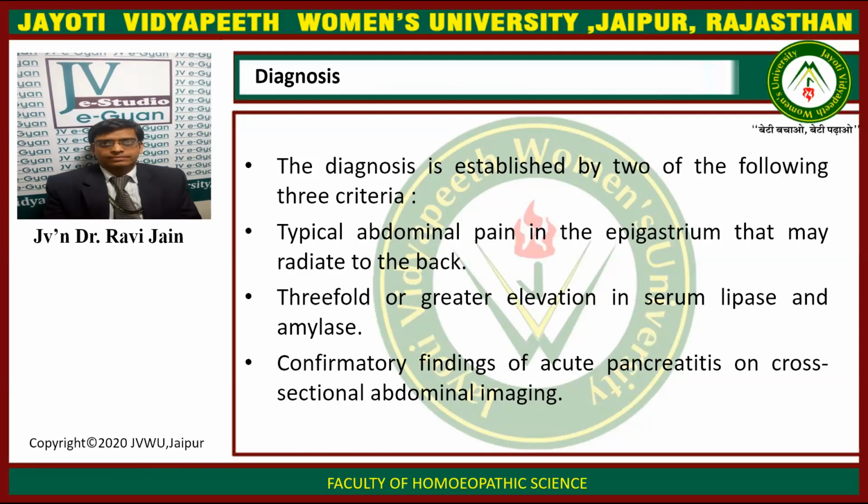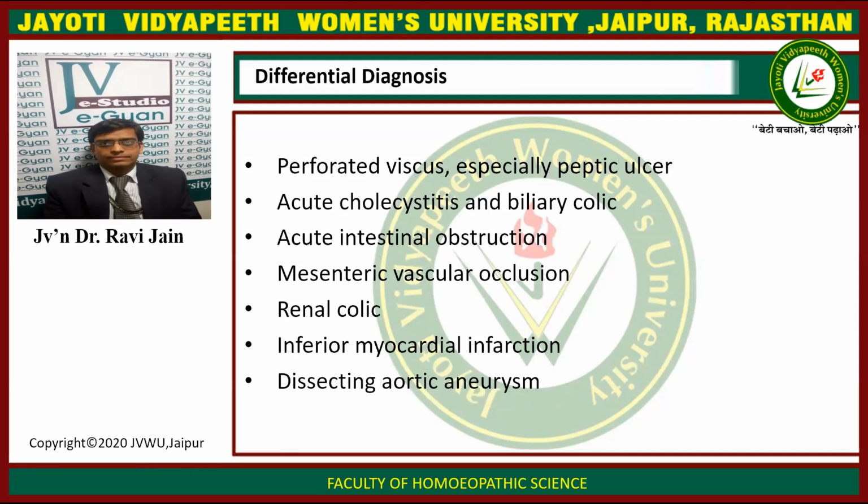The diagnosis of acute pancreatitis is established by two of the following three criteria. If any two out of these three criteria are present, then you can diagnose the case. Number one is typical abdominal pain in the epigastrium that may radiate to the back. Number two is threefold or greater elevation of the serum lipase and amylase. Number three is confirmatory findings of acute pancreatitis on cross-sectional abdominal imaging. So if any two out of these three are present, we can diagnose the case of acute pancreatitis.